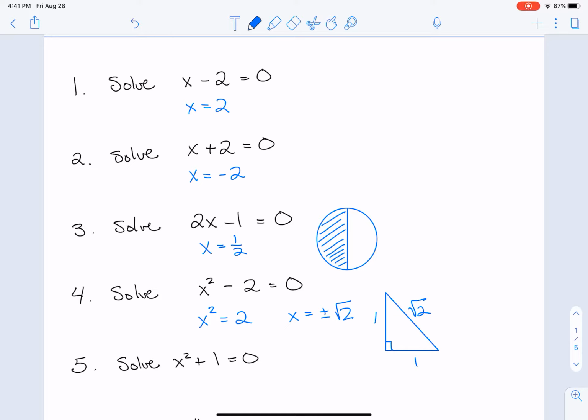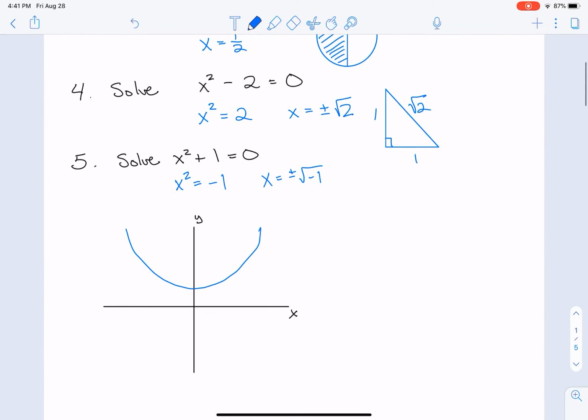Well, finally, we can get to this problem that says that x squared plus 1 is equal to 0, or x squared is equal to negative 1. But as you know, you cannot take the square root of a negative number. There's no such thing as the square root of negative 1. So there is no real solution to this problem. In fact, if you make a graph of this problem, you'll see that the parabola represented by x squared plus 1 never touches the x-axis, so there are no roots to this polynomial.